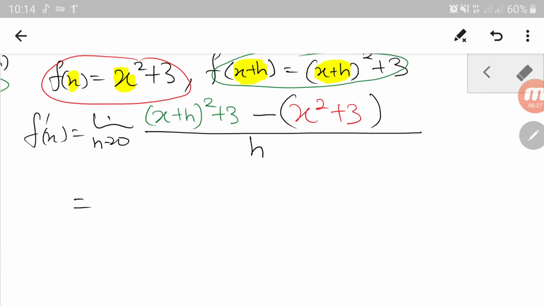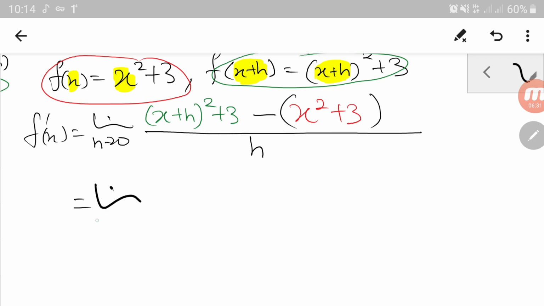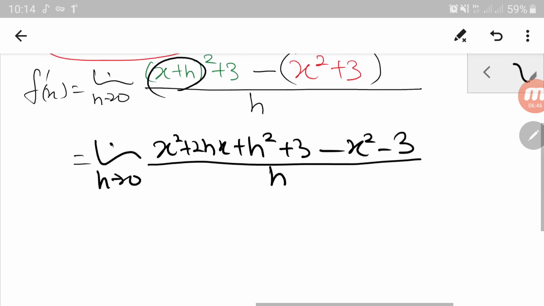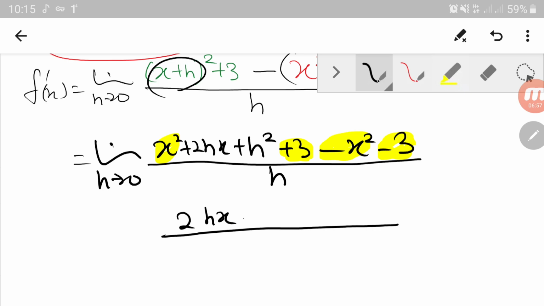Okay, that's better. Limit h approaching 0. So this one we expand them: x squared plus 2hx plus h squared plus 3 minus x squared minus 3, over h. Now x squared minus x squared becomes 0, plus 3 minus 3 becomes 0. So what's left is 2hx plus h squared over h.